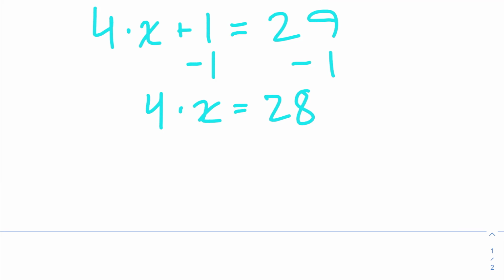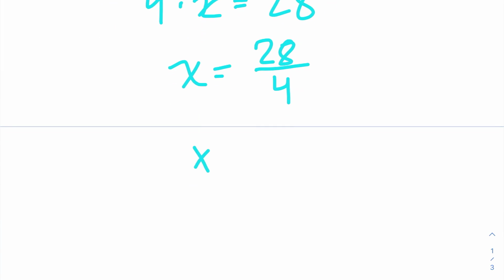So it must have taken 28 eggs to bake 4 cakes. So if it takes 28 eggs to bake 4 cakes, it must take 28 divided by 4 eggs to bake 1 cake. So in other words, X is equal to 28 divided by 4. So X is equal to 7.